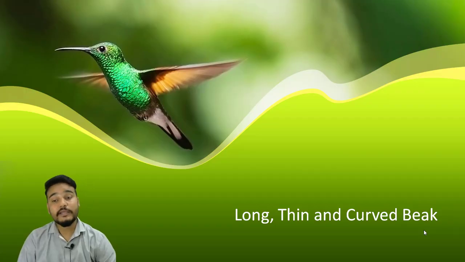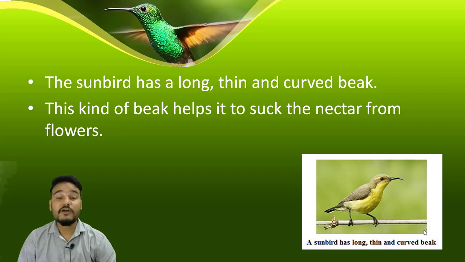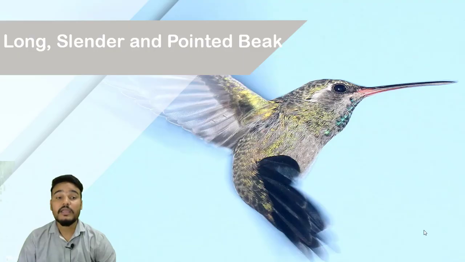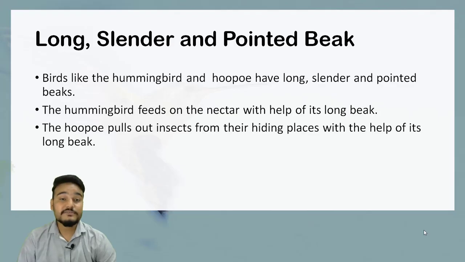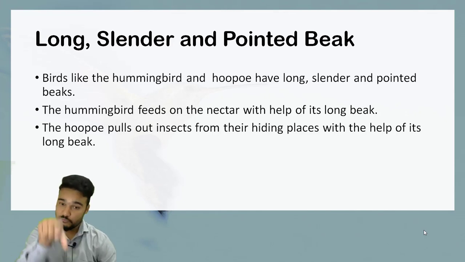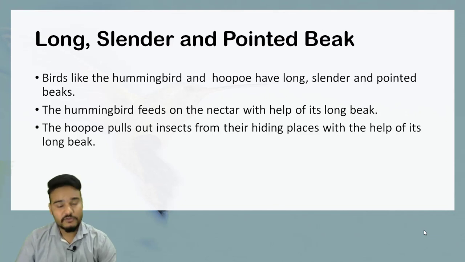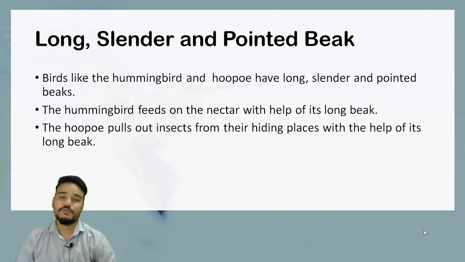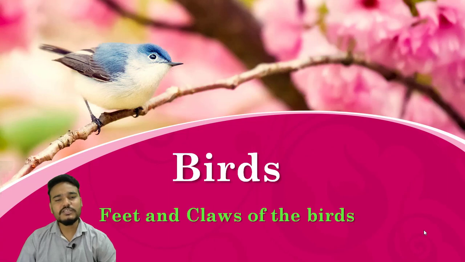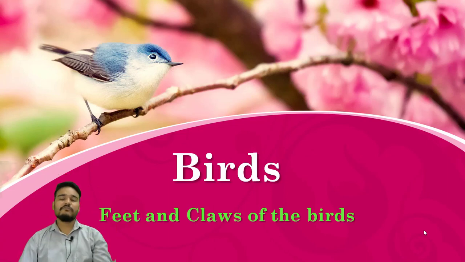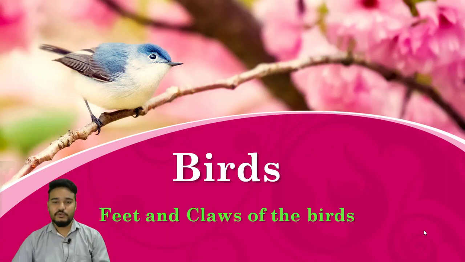Now we have seen long and thin curved beak, which is found in sunbird. Okay, and another bird is hummingbird. They have long, slender, and pointed beak, which helps them to suck nectar from flowers. What is nectar? It is a sweet juice. Okay, so this we have seen in our previous two videos.